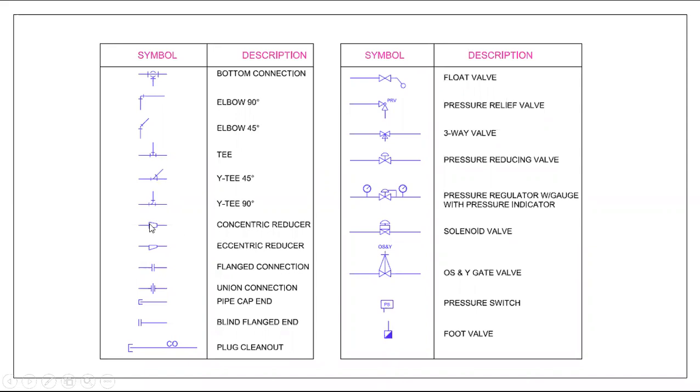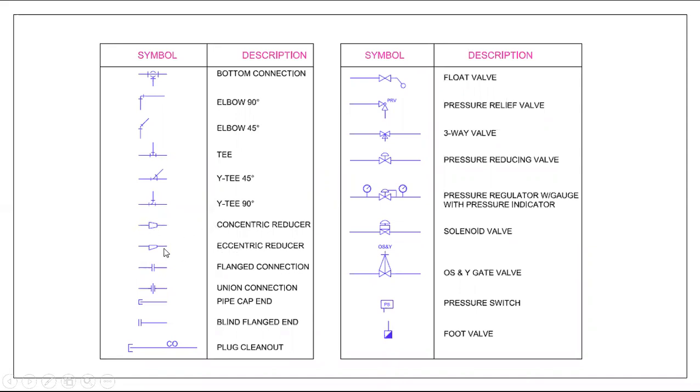Concentric reducer. While changing the pipe size, for example 100 NB to 80 NB, in that situation you have to use the reducer for changing the pipe size. So a concentric reducer, you have to use like this. Concentric reducer means both center lines are the same. The left side and the right side center lines are in line.